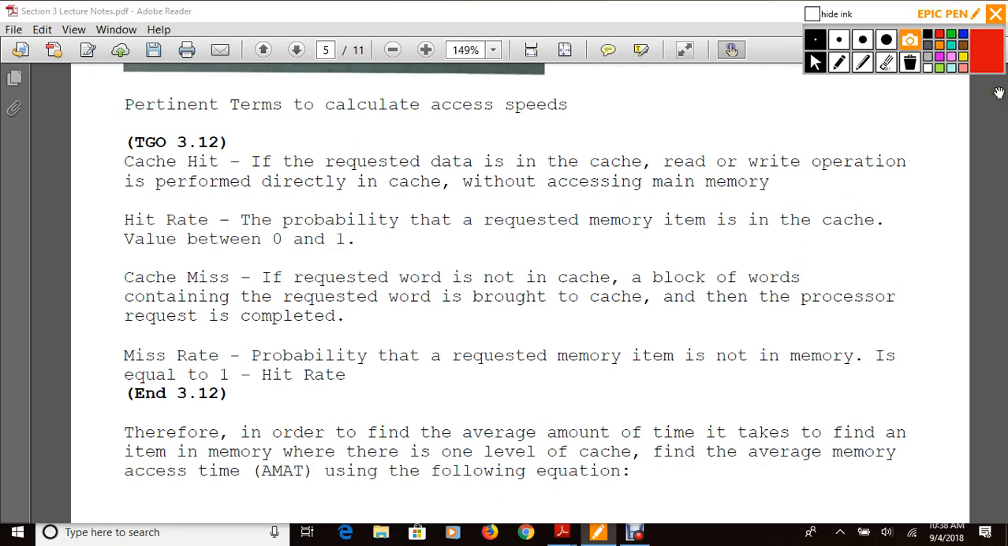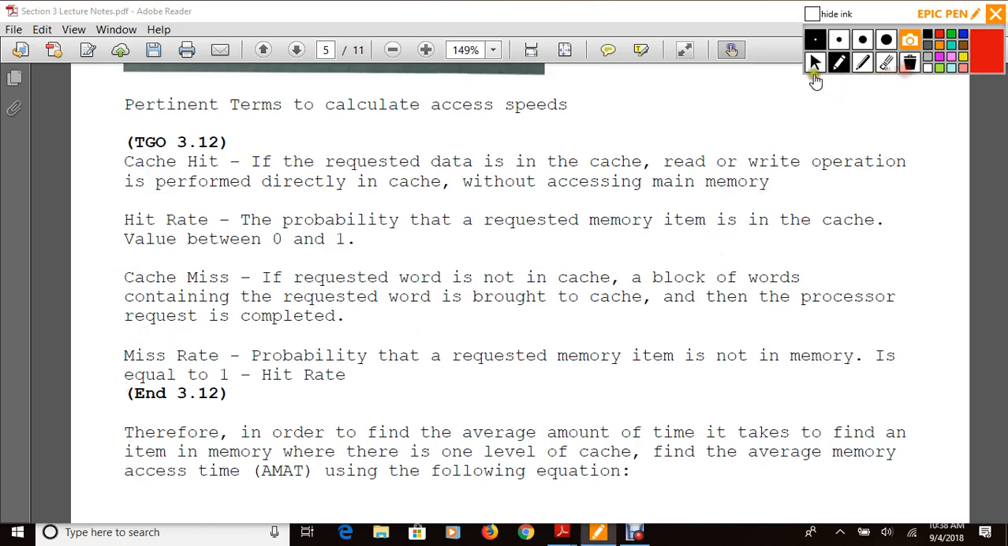And so miss rate is the probability that the requested item is not in memory. Sorry, let me formally define cache miss first. Cache miss: if the requested word is not in cache, a block of words containing the requested word is brought into the cache, and then the processor request is completed. So that would be the case. I go to level 1, I say, do you have M? No. Okay, well, I need to bring it into the cache and then into the processor.